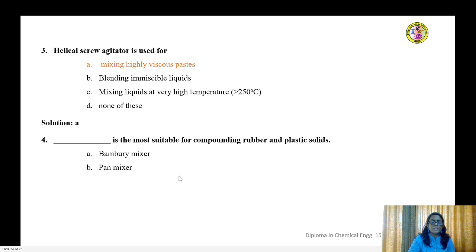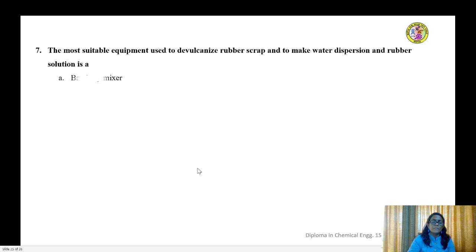The options for the fourth question are: bamboo mixer, pan mixer, pug mill, and change can mixer. For rubbery and plastic type of materials, the best suited machine is the bamboo mixer. The most suitable equipment used to devulcanize rubber scrap and to make water dispersion and rubber solution is, out of these four options, propeller agitator is the one which can be used for the above said purpose.